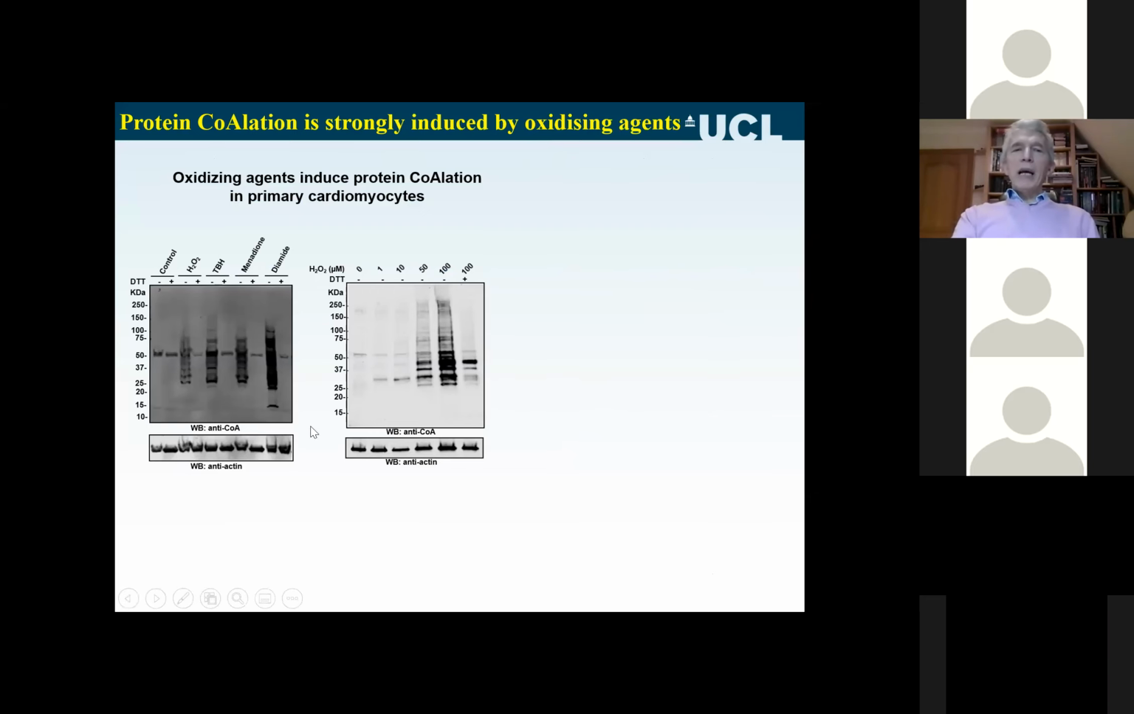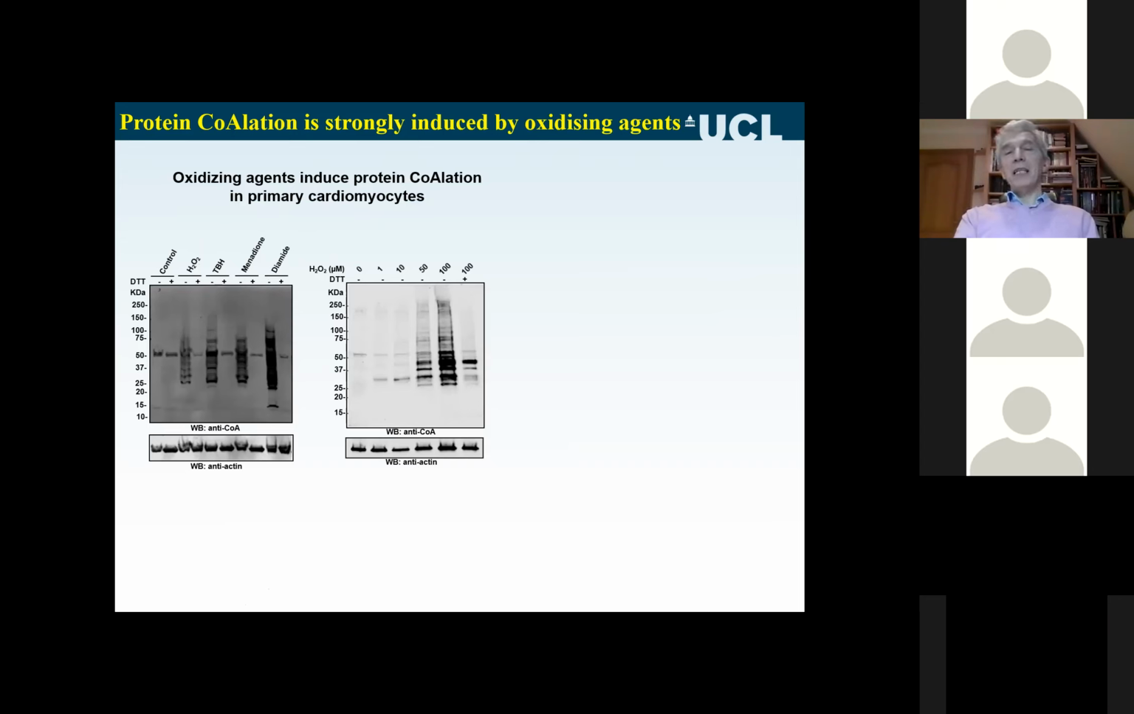On this anti-CoA Western blot, you can see that treatment of rat primary cardiomyocytes with a panel of oxidizing agents, hydrogen peroxide, TBH, menadione, or diamide, induces extensive modification of cellular proteins by CoA when they are separated under non-reducing conditions. The addition of DTT leads to the dissociation of CoA from binding proteins, and this clearly indicates that this modification is mediated via a disulfide bond.